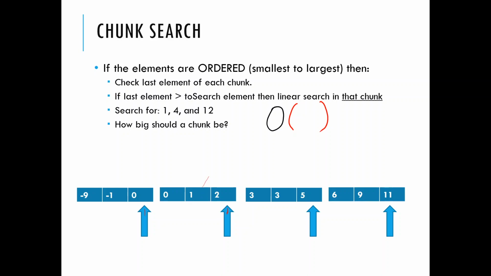How about 4? Is it in there? Nope. How about the 2? Nope, the 4 is bigger than the 2. How about this one? Okay, now I know the 4 is probably going to be in here if it's going to be anywhere. So let's do my linear search. Is this it? Nope. Is this it? Nope. Is this it? No, it's bigger than the number 4. Therefore, 4 must not be in here. And then I'm going to return -1.